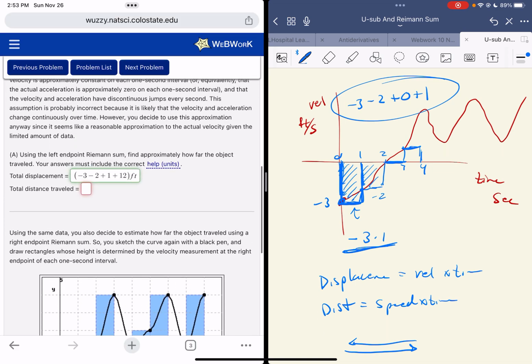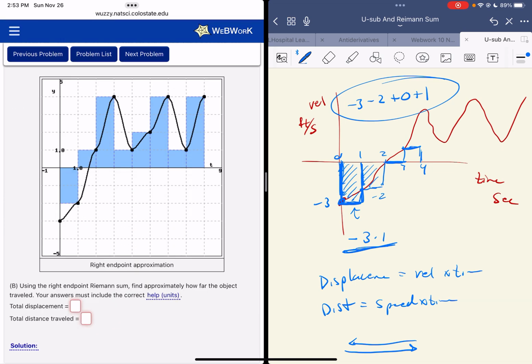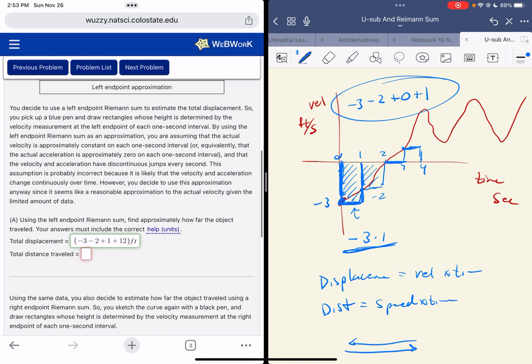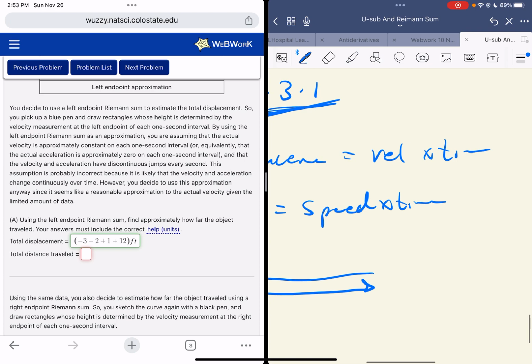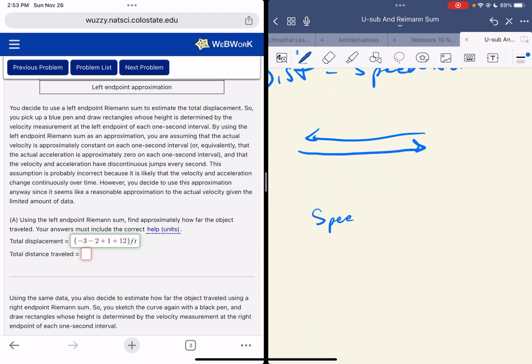That's going to be the same for both problems. It's just a matter of whether you do a left or right Riemann sum. Now, total distance traveled. Okay, so how is speed related to velocity? Well, speed is the absolute value of the velocity. So for example, these first 2 numbers, I have -3 and -2. And that's because my velocity was -3 feet per second for the entire second. So I covered -3 feet, meaning I traveled 3 feet to the left.